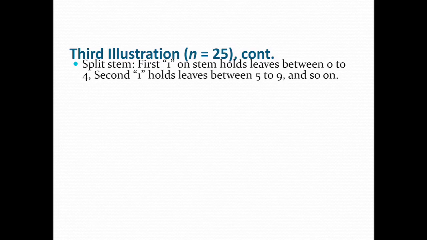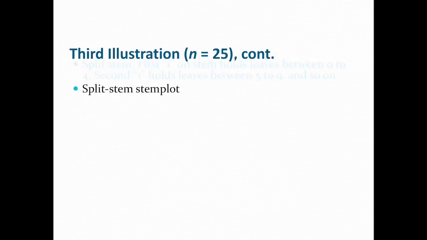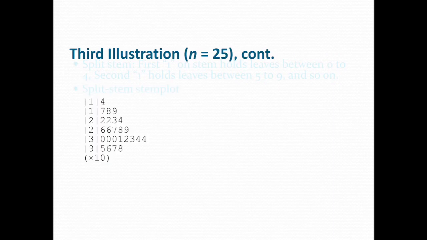This is called a split stem. So on the first one, we're going to have the stem hold leaves between 0 to 4, and on the second stem, we're going to hold leaves 5 to 9, and so on. This is called a split stem plot, and this is what it looks like. So we have here 2 1s as our stems, and then 2 2s, 2 3s, and so on and so forth that you would need for the entire data set. And then on the very first line, we're only going to include values from 0 to 4, and then on the second line, only values from 5 to 9. And as you can see, this stays all the way through the rest of the stem plot.